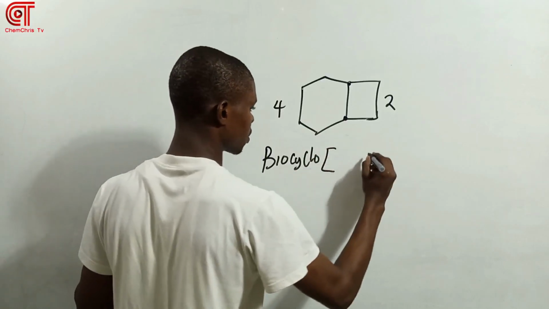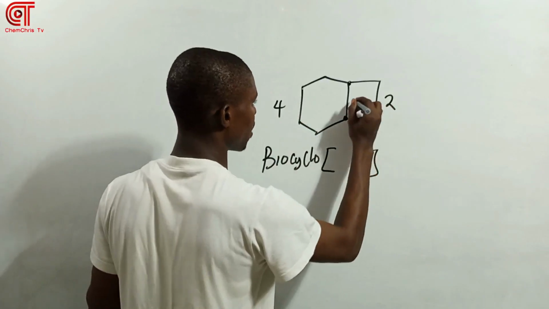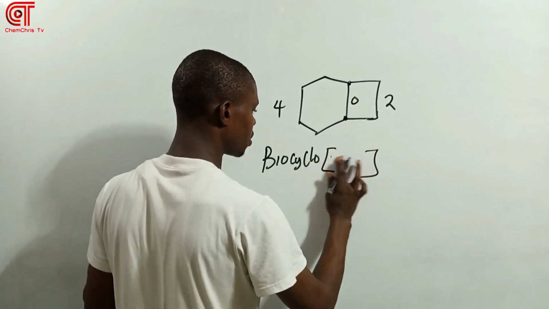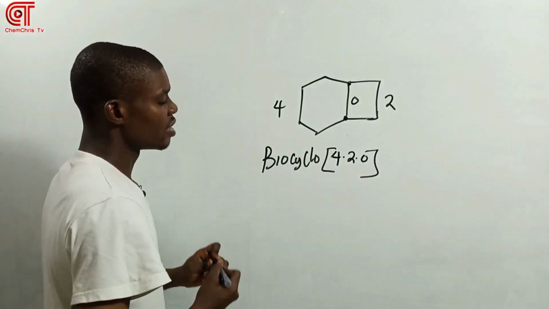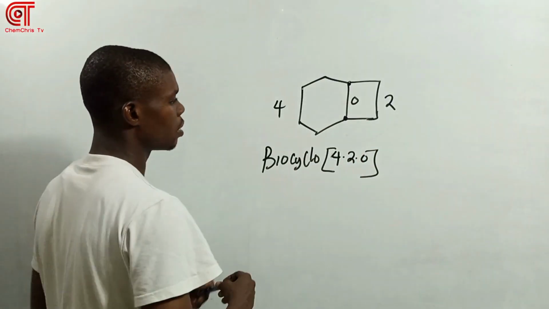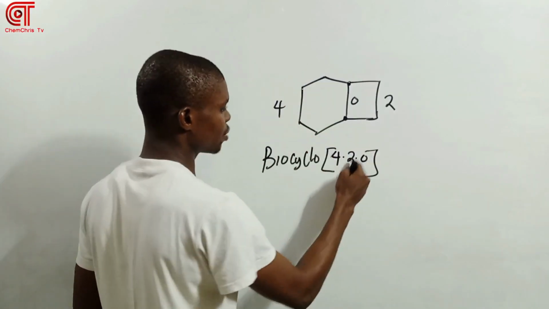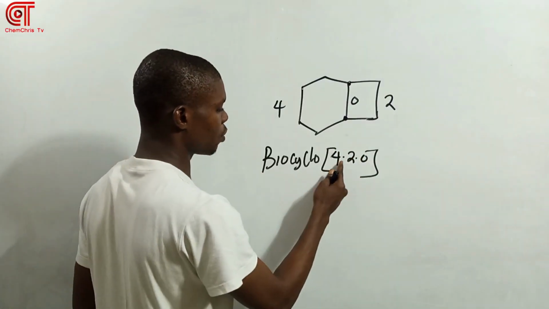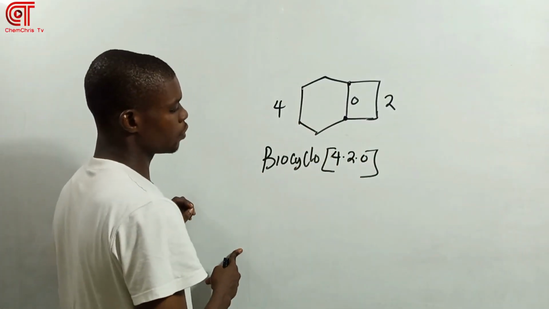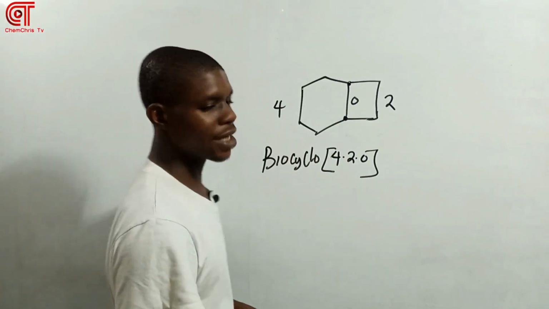Bicyclic. Here we have 2, here we have 4, here we have 2, here we have 0. So it's going to be 4, 2, 0, right? The next step is to get the total number of carbons. This 4 represents 4 carbons here. This represents 2 carbon atoms. Remember there are 2 points we have not counted. So 4 plus 2 is 6, plus 2 here is 8. The 8-member alkane is octane.